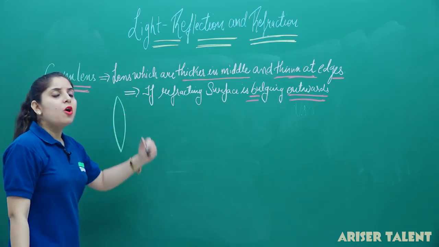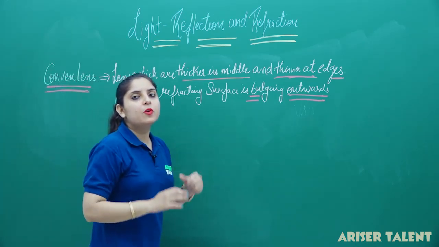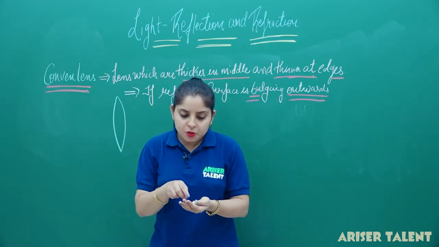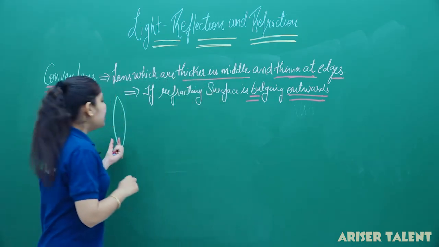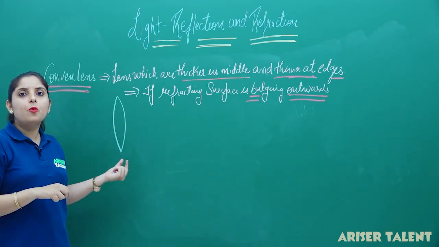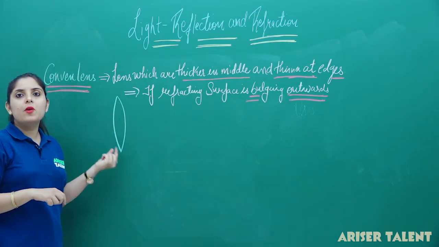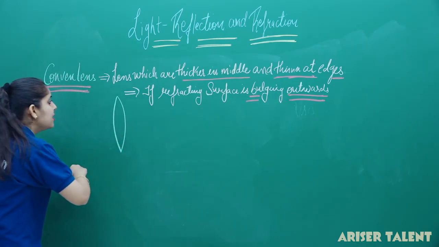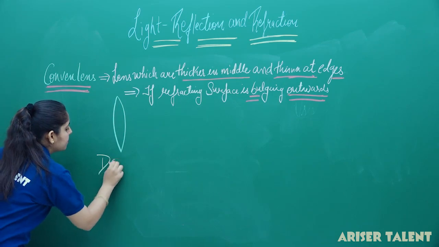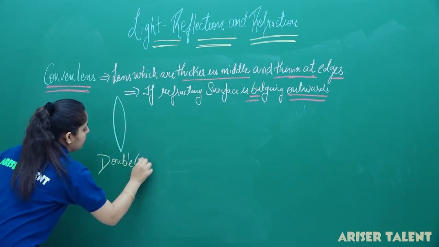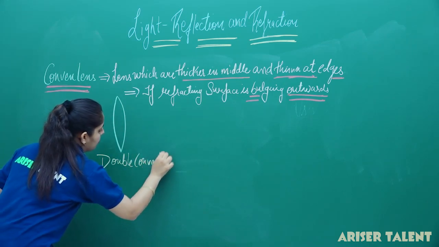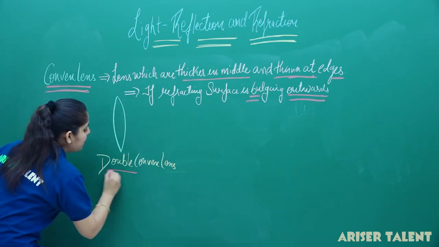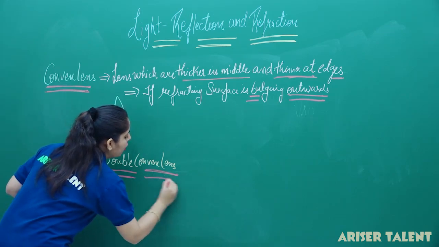Now, in convex lens we have different types, and all of them possess different structures. So what will be these structures? This lens that is more common, I have drawn here. This lens is known as a double convex lens. So this is our first type of lens, the double convex lens.